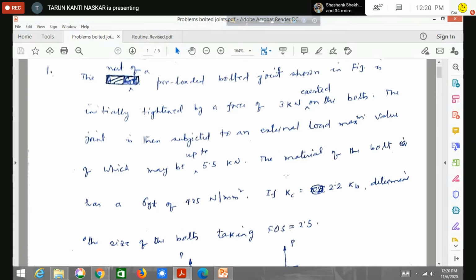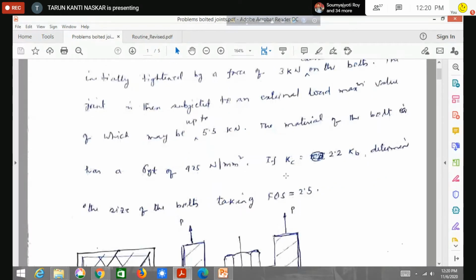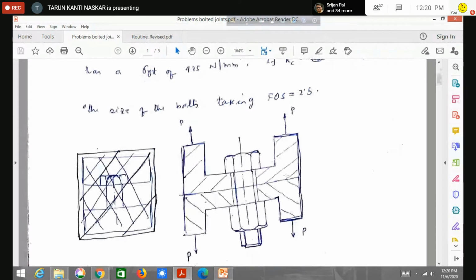The material of the bolt has a sigma YT of 425 Newton per millimeter square. The ratio of Kc and Kb is there, that is 2.2. Determine the size of bolts taking FOS equal to 2.5. So values are given. Now this is the arrangement.